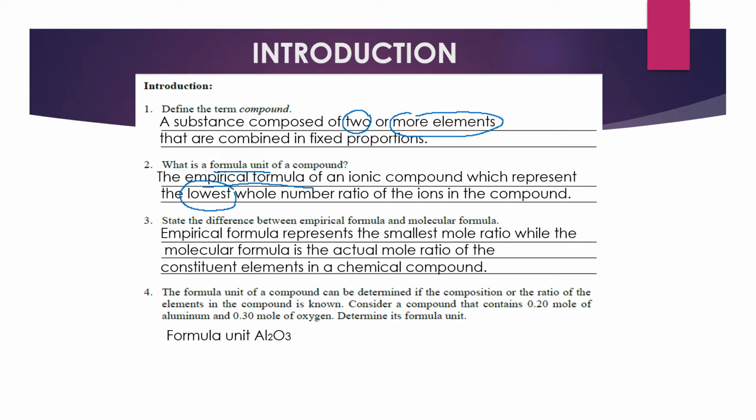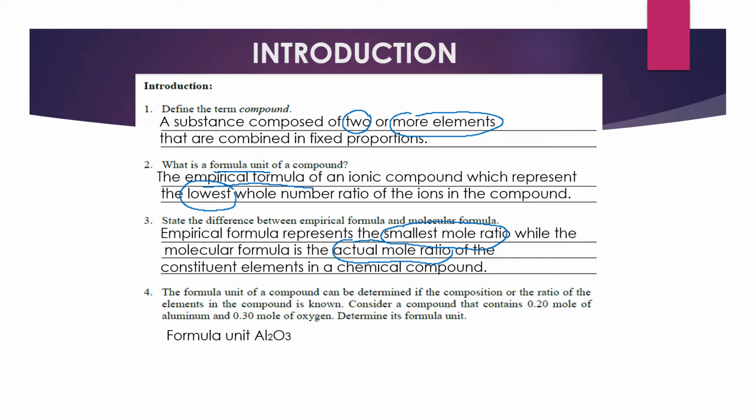Number 3, state the difference between empirical formula and molecular formula. Empirical formula represents the smallest mole ratio, while molecular formula is the actual mole ratio of the constituent elements in a chemical compound.